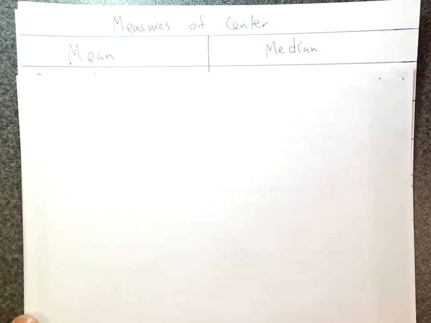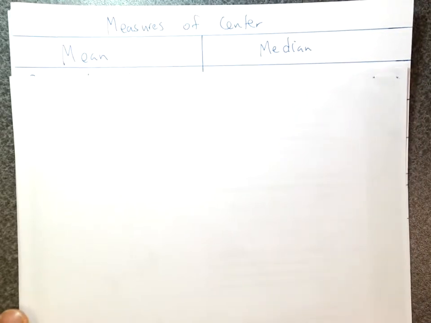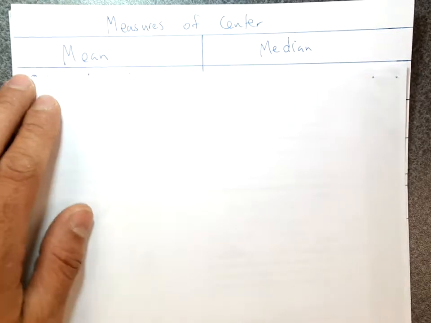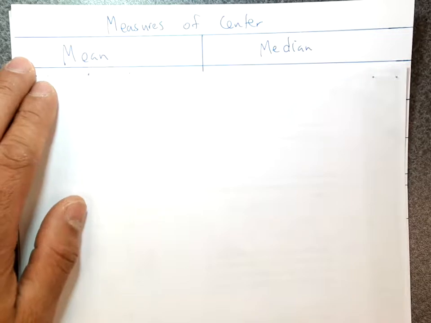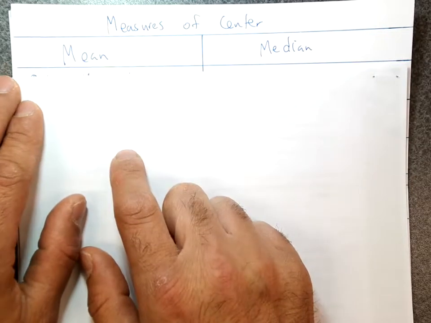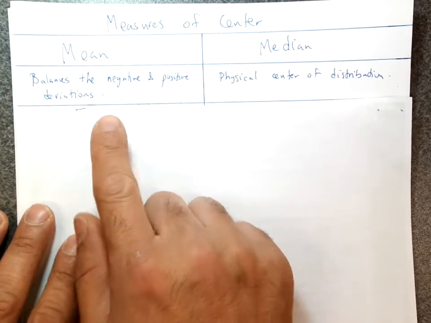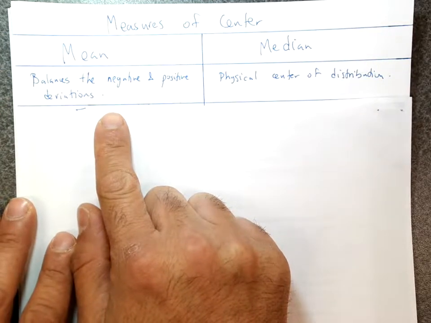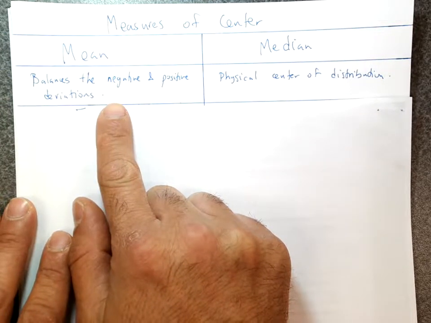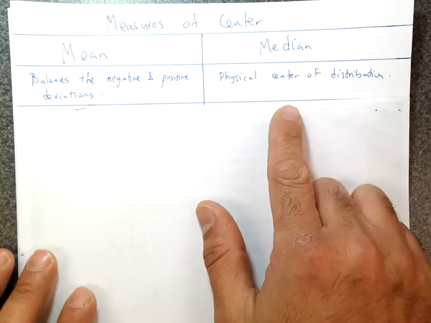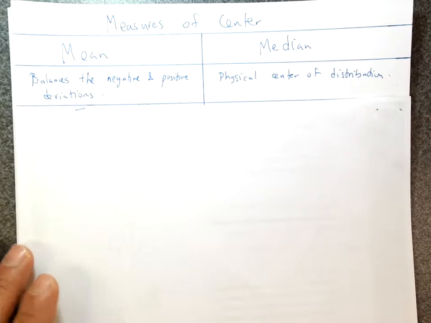Hi everyone. In this video we're going to start talking about how to measure variability relative to the median. A quick review of measures of center. We learned that our two measures of center are the mean and median. Intuitively, the mean balances the negative and positive deviations. All of the signed distances below the mean and above the mean cancel out to zero, and the median is the physical center of the distribution.